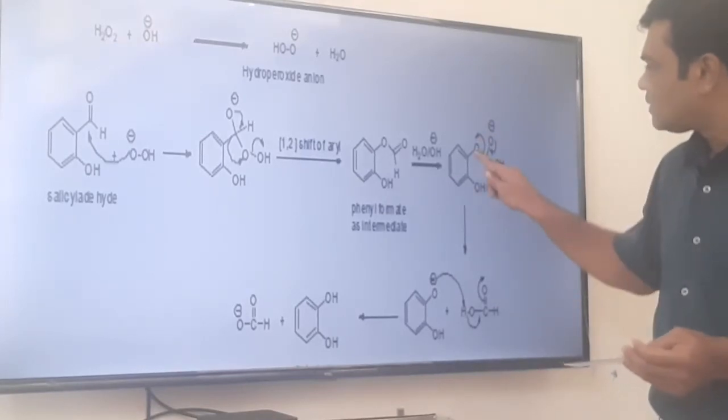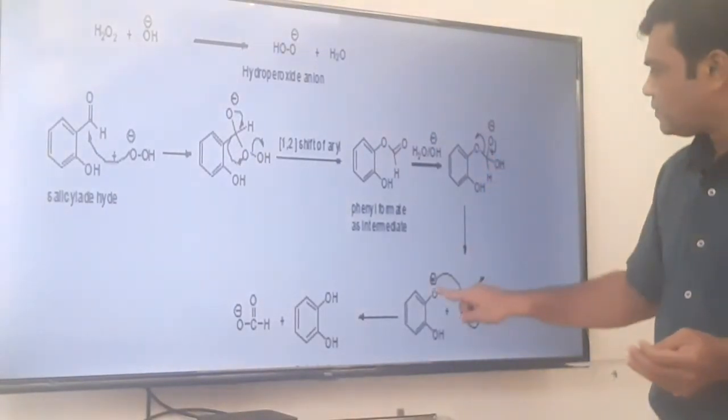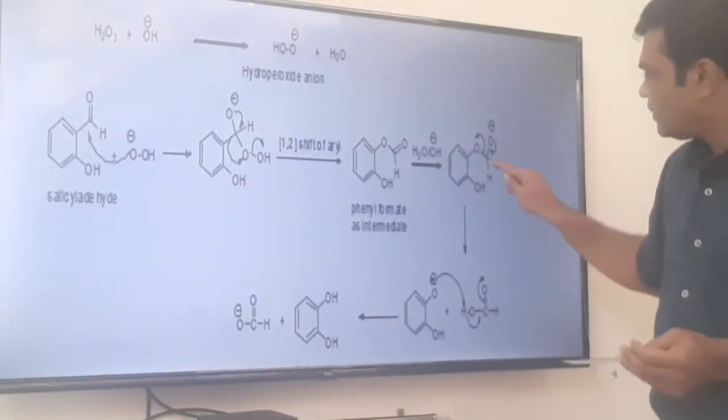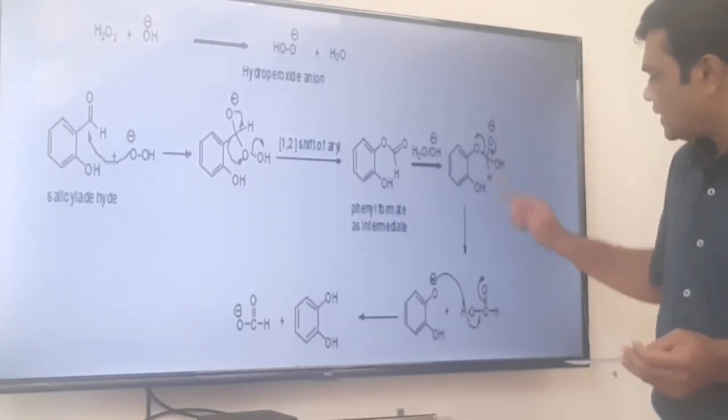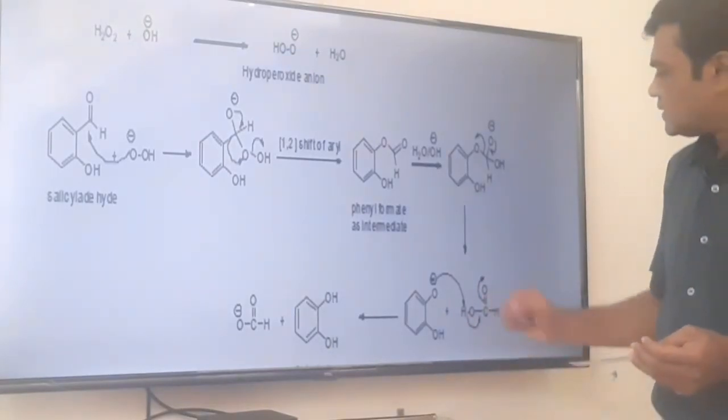So what will be the charge on the oxygen after shifting of this electron? Oxygen will have a negative charge, so oxide ion formation. And here what we get? C double bond O, single bond OH and H, that is HCOOH. Okay, this is the byproduct.